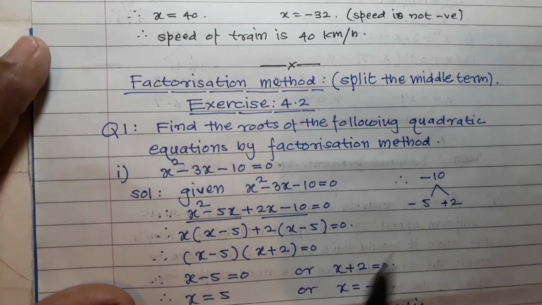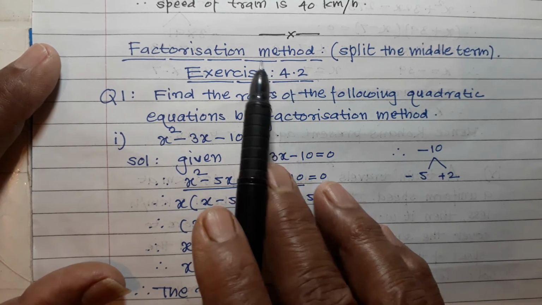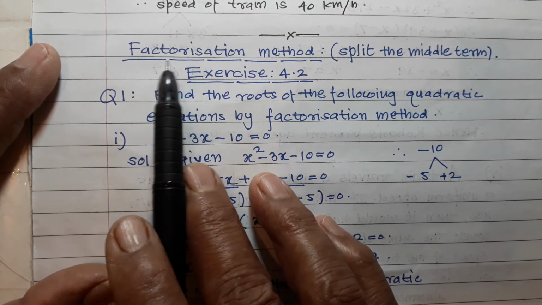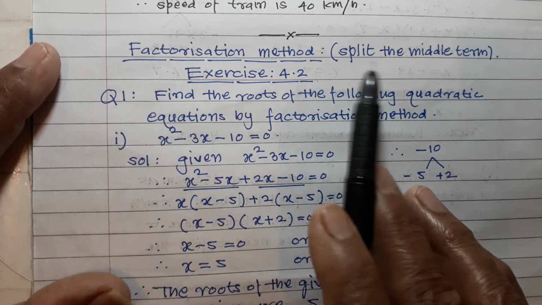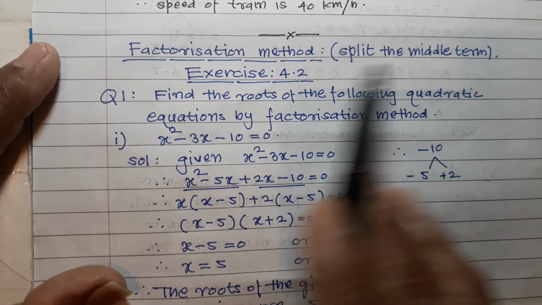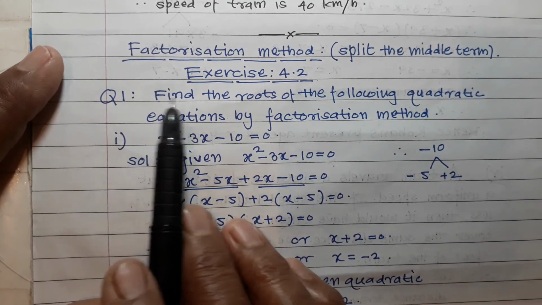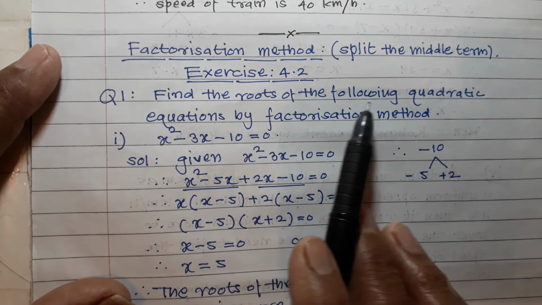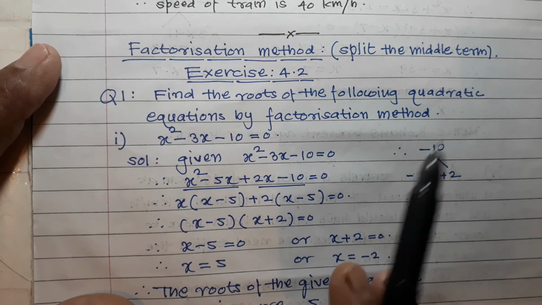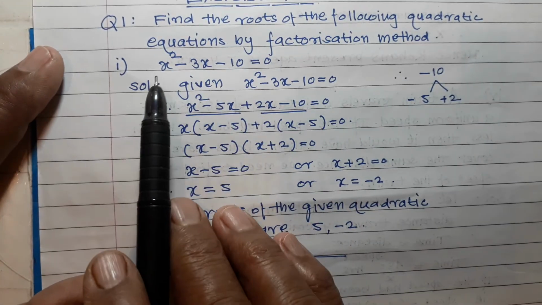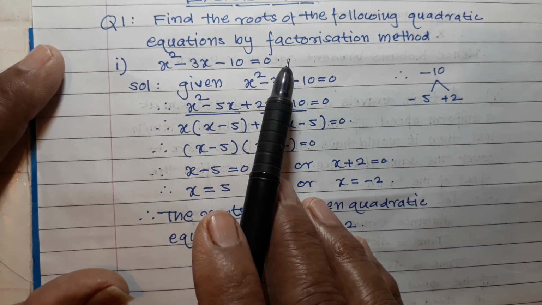Then try to understand one new topic, factorization method. So factorization method, you know this method, you have learned in 9th standard. So split the middle term. Exercise 4.2. Question number 1. Find the roots of the following quadratic equation by factorization method. So the equation is this: x square minus 3x minus 10 is equal to 0.